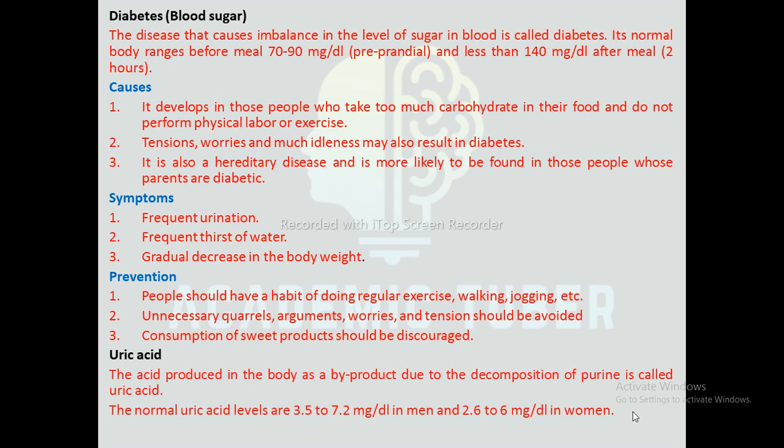Uric acid. The acid produced in the body as a byproduct due to the decomposition of purine is called uric acid. The normal uric acid levels are 3.5 to 7.2 mg per deciliter in men and 2.6 to 6 mg per deciliter in women.